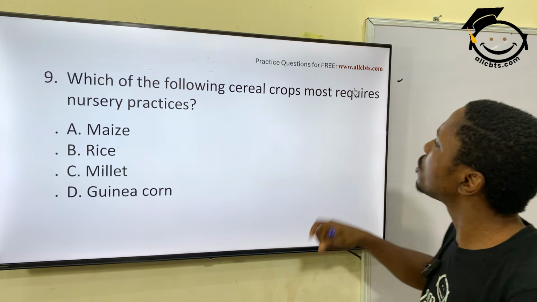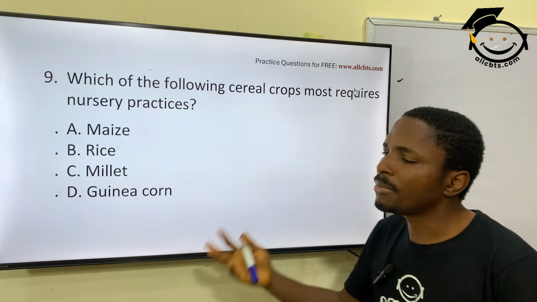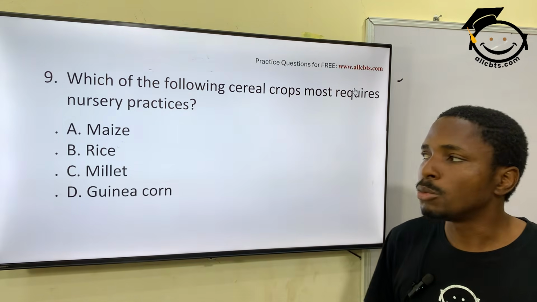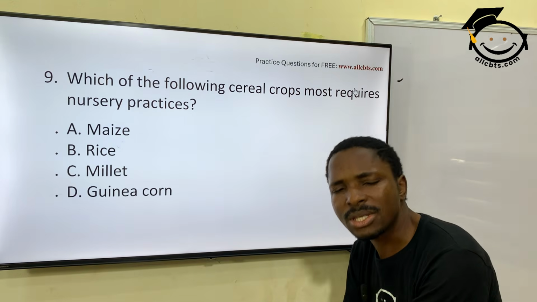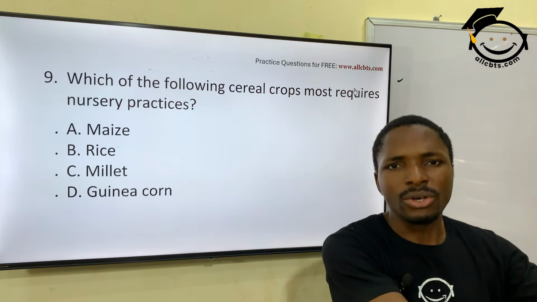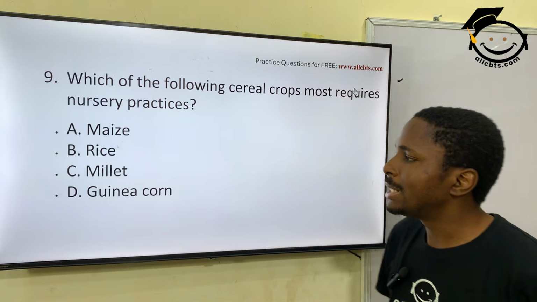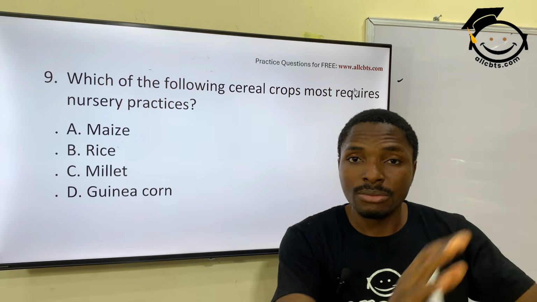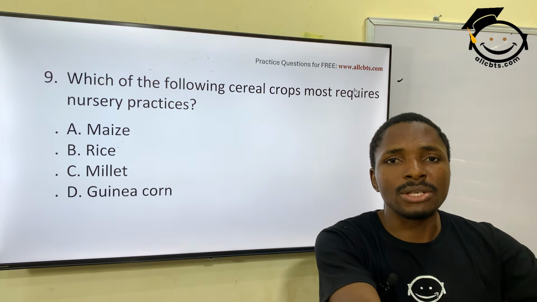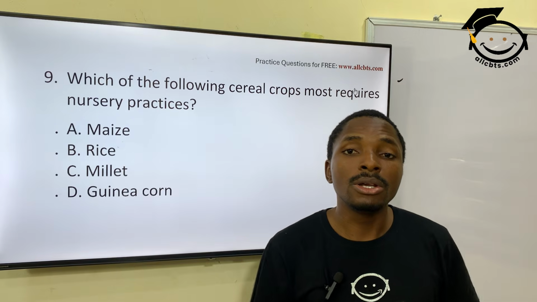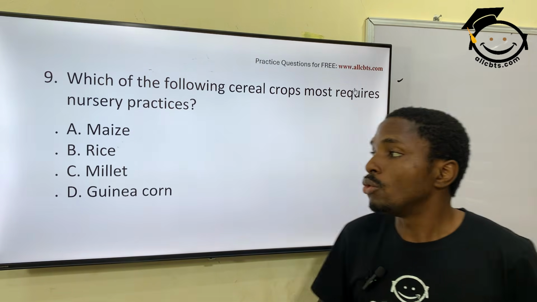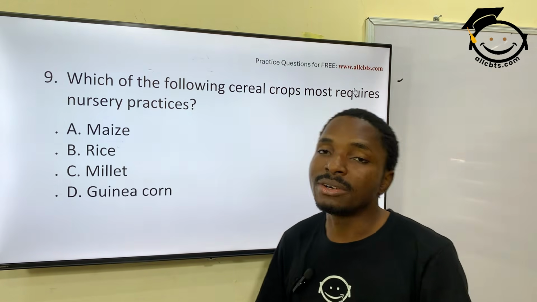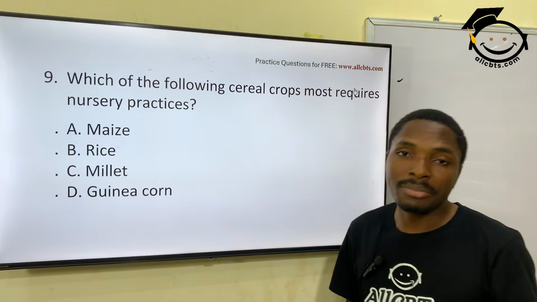And then question 9. Which of the following cereal crops most requires nursery practice? They are all cereals. But one of them requires you to nurse it before you plant or establish it in the farmland. And that crop here is rice. Before you establish rice on its farm bed, you must have nursed it. Standard practice for rice.